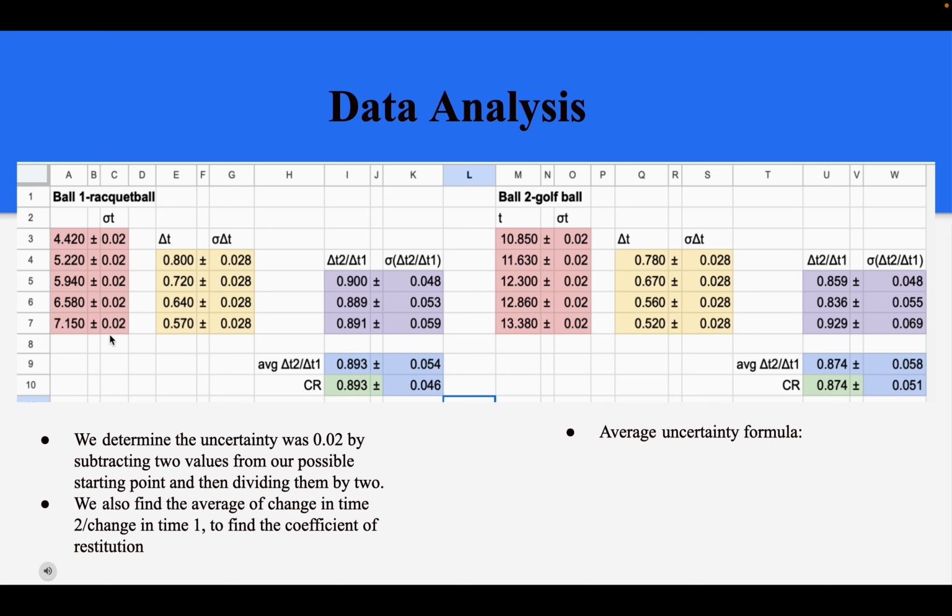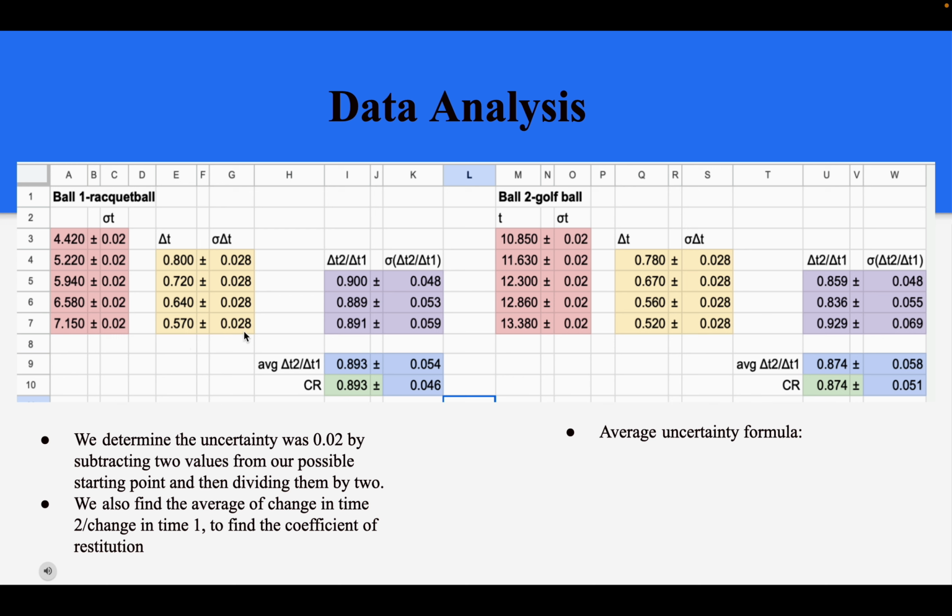We estimated this uncertainty by first finding two possible values for when the ball could have started bouncing off the table and then subtracting them and dividing by 2, and that's how we got 0.02. Then we needed to find the change in time, and we found that by subtracting final minus initial, and that's how we got those 4 values in yellow.